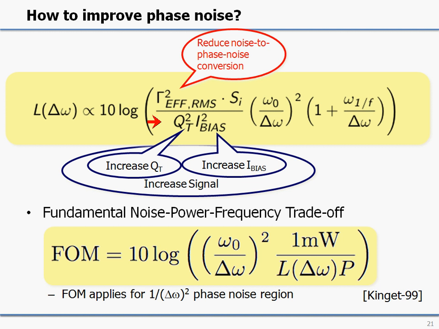Secondly, we see that in order to reduce the phase noise, we will need to increase the signal, and the denominator of this fraction, which is proportional to the signal. And there are two ways to do it. First of all, we want to have as large a Q as possible.